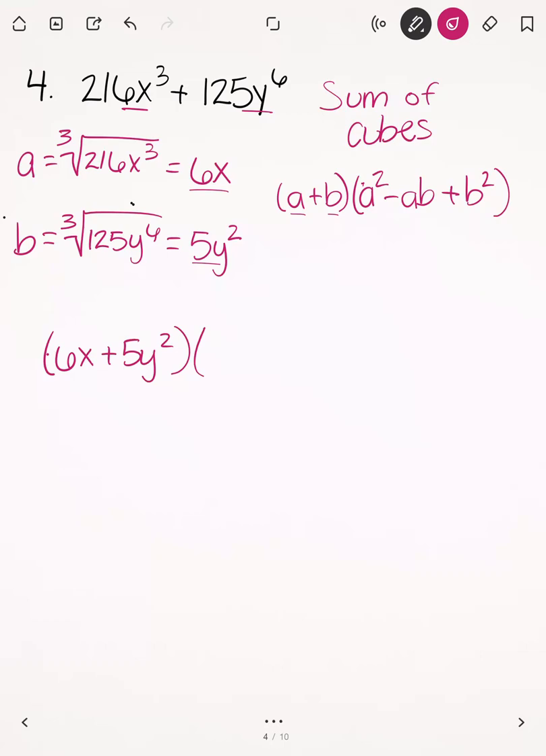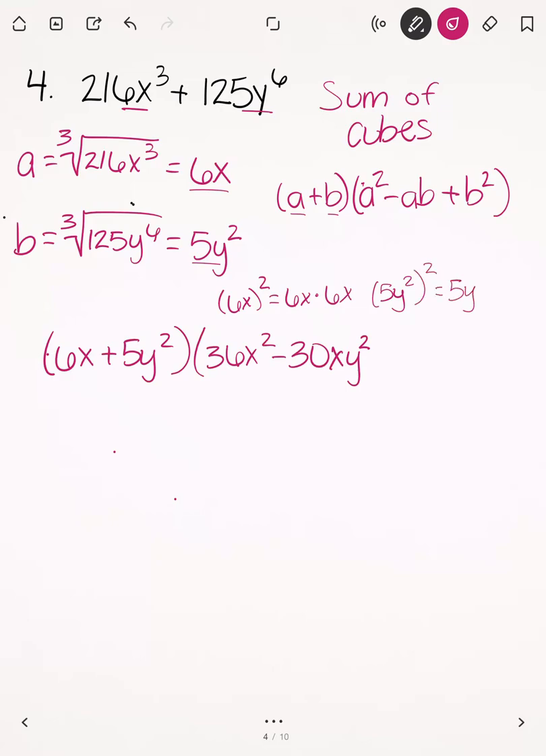I have a squared, which is 6x squared, the same thing as 6x times 6x. That gives me 36x squared. I have a times b, and I'm subtracting it, so that gives me negative 30xy squared. And then I have b squared, which is 5y squared squared, the same thing as 5y squared times 5y squared. That gives me a positive 25. y squared times y squared is y to the 4th. And this is factored completely.